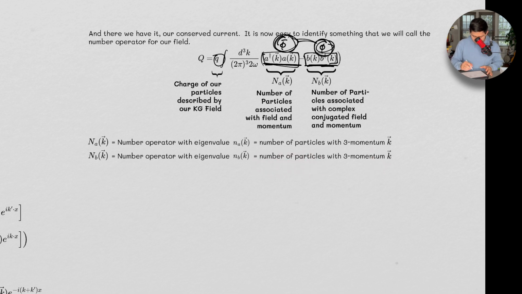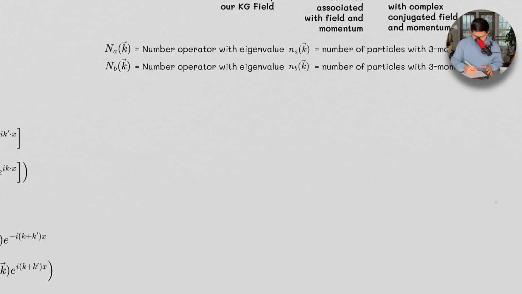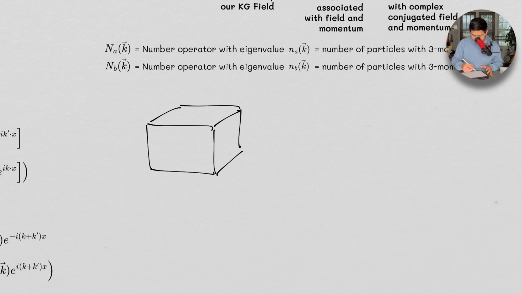So we have our field in some volume. This is our scalar field. We have values, say, over here and over here, over here and over here. Okay, so this is our field.